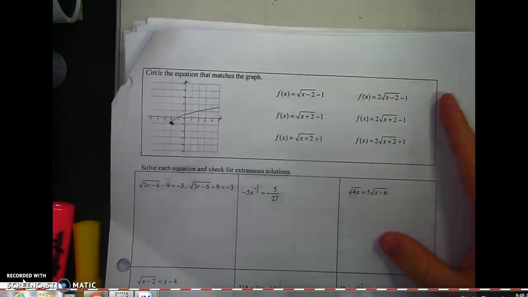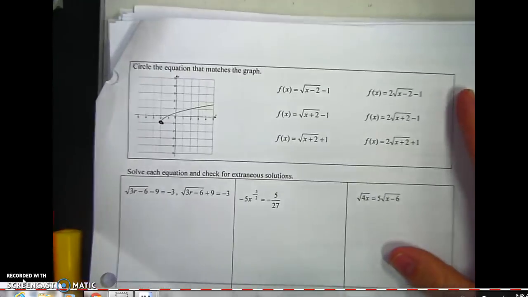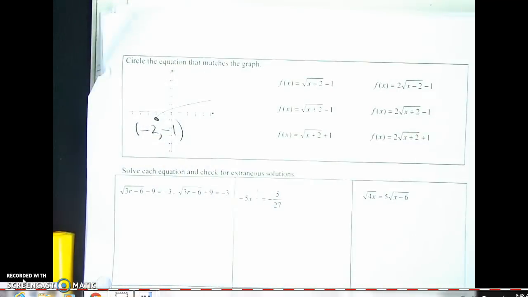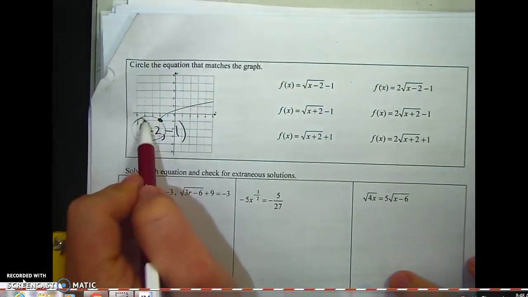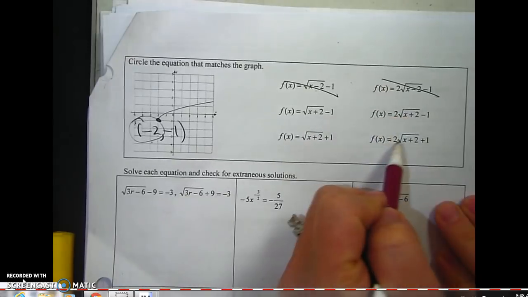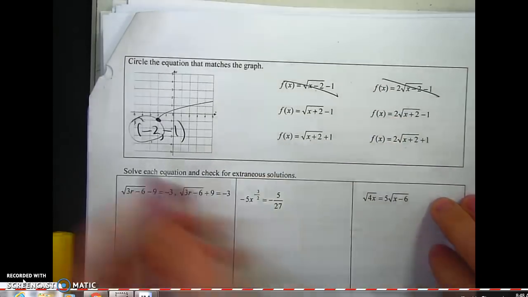So when I see this radical function, the first thing I want to do is identify the vertex. Make sure you show me work, okay? It's the point -2, -1. So remember what I'm doing is I'm looking for the opposite of -2. So I'm really looking at +2. So +2, +2, check.